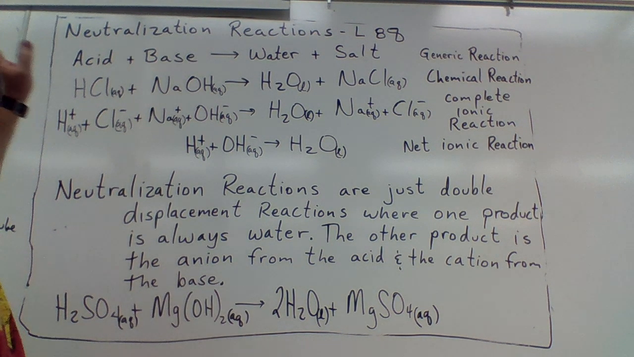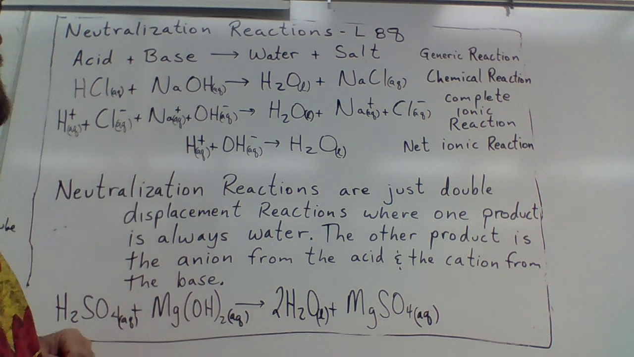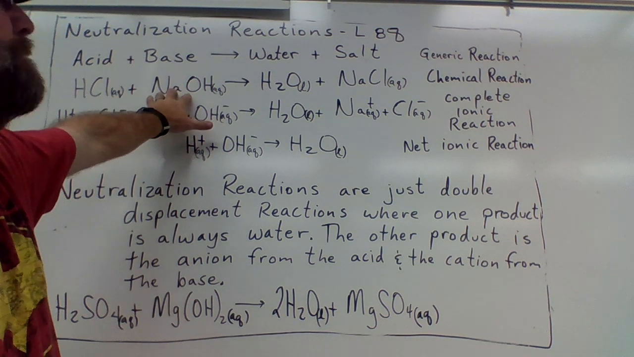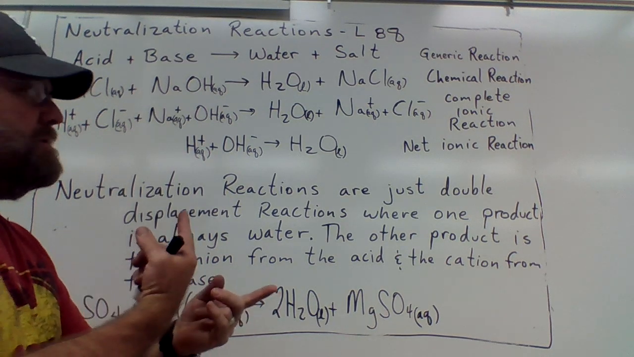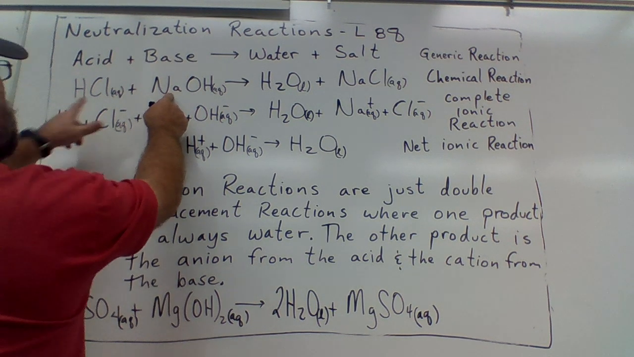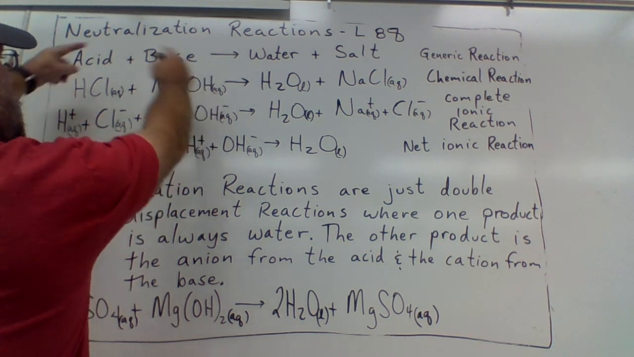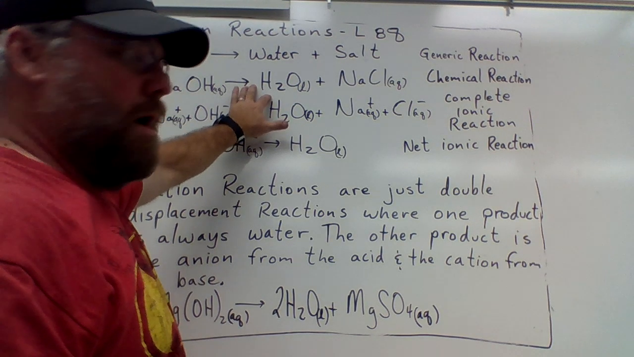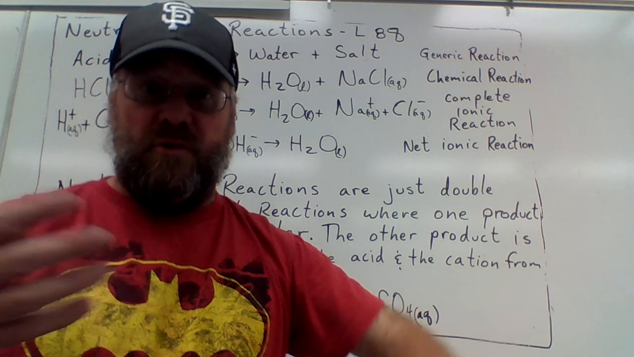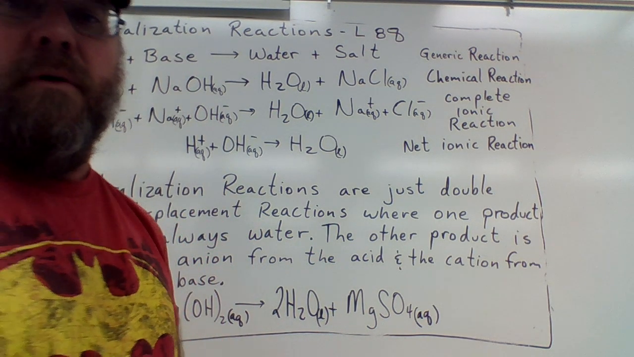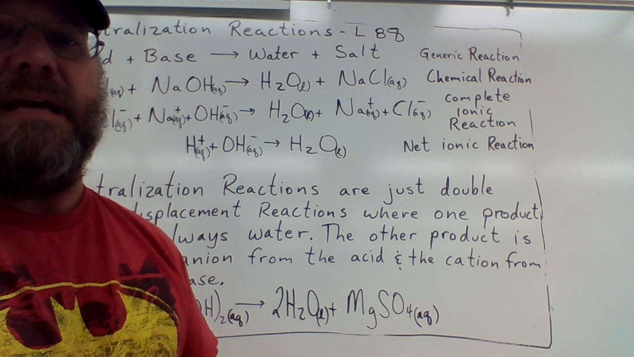Okay, now I've given you a more specific one. I've got hydrochloric acid coming together with sodium hydroxide. That gives me water. And again, this is a double displacement reaction. So Na jumps over to Cl, H jumps over to the OH. When H jumps over to OH, we get water. When Na jumps over to Cl, we get NaCl. Again, we're changing our dance partner for these double displacement reactions. So that would be the chemical reaction that's taking place.